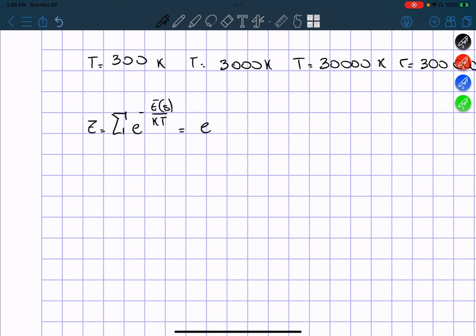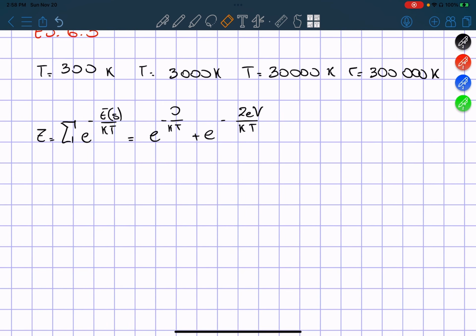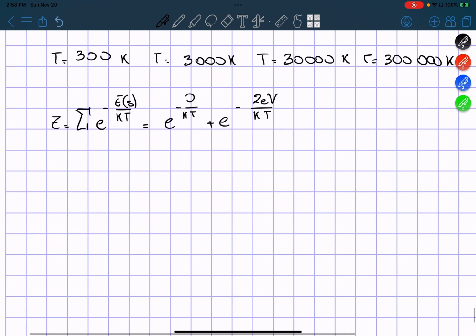Therefore, we're going to have e to the power of negative 0 divided by kT, not even going to write the rest because you already know, plus e, and now we actually use our energy values, which is negative 2 electron volts divided by kT, plus e to the power of, and then again our next value. Actually, we're just going to stop here because we have just two states. So the first one will be 1, and then we have e to the power of negative 2 over kT.